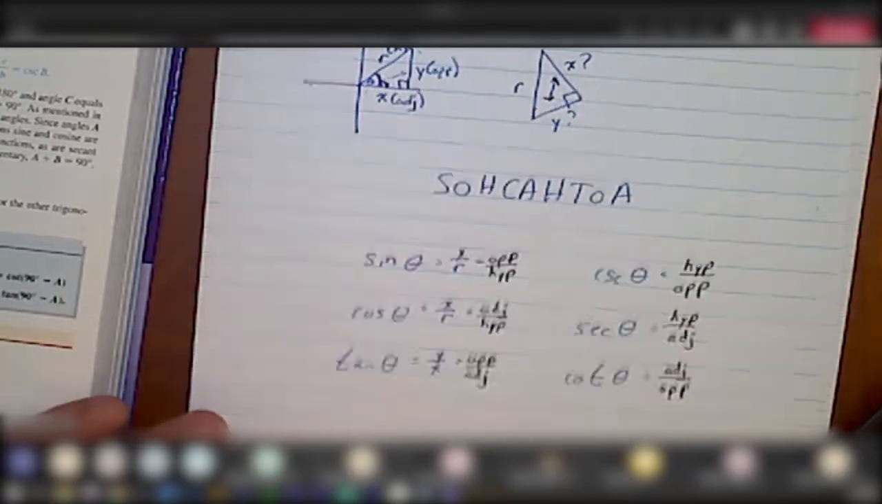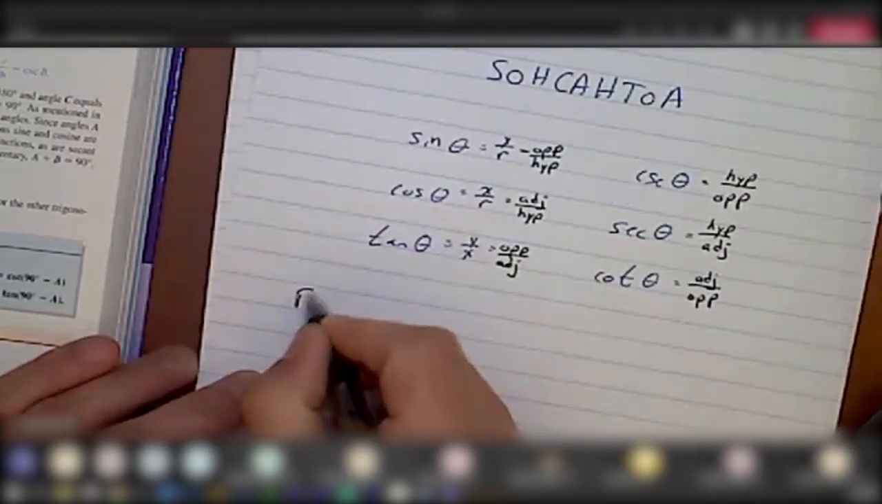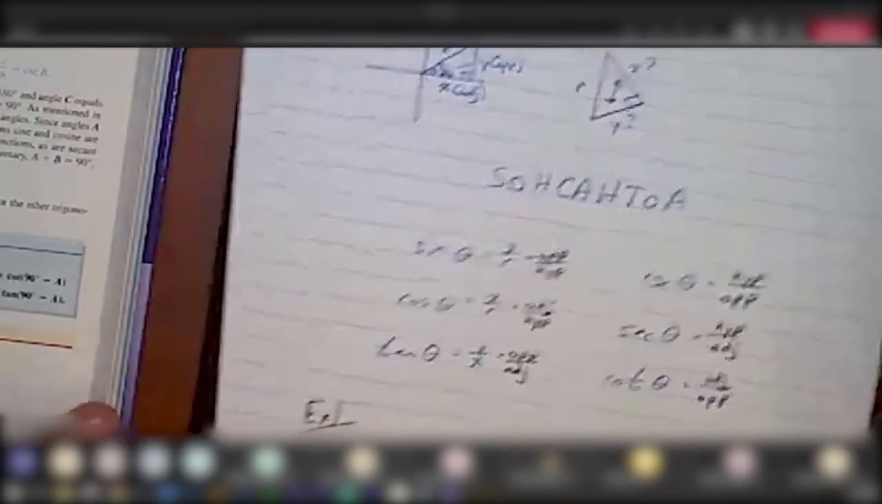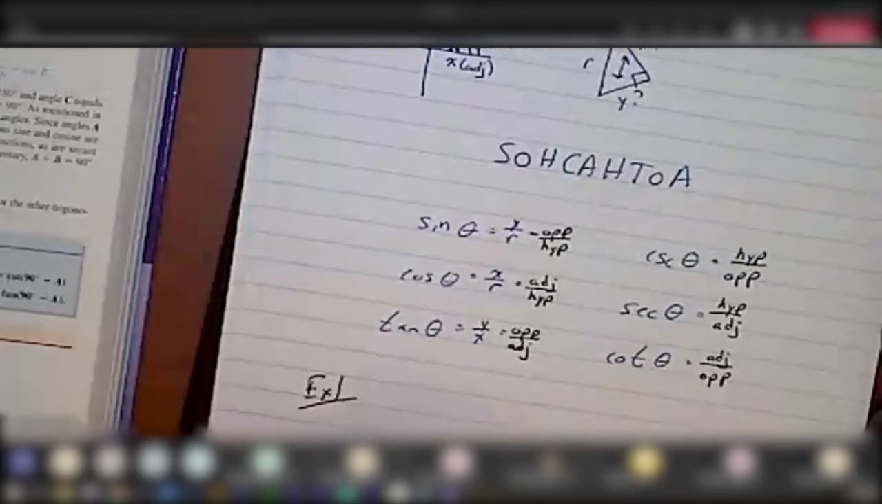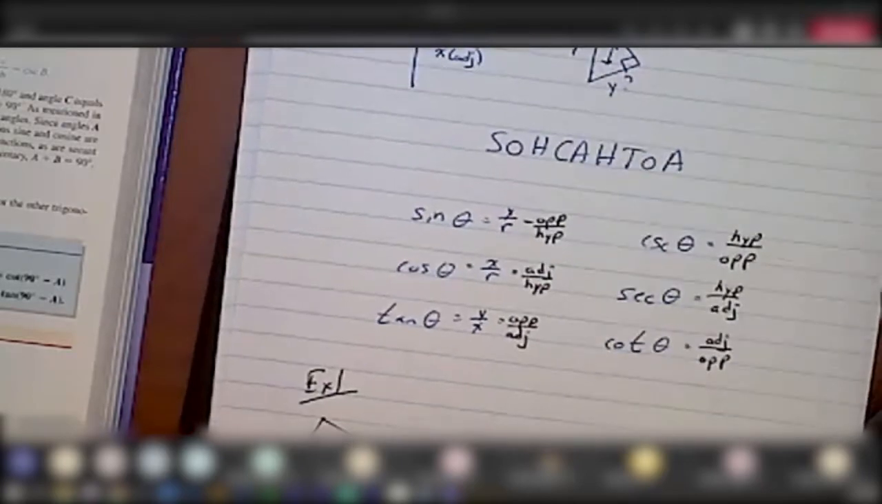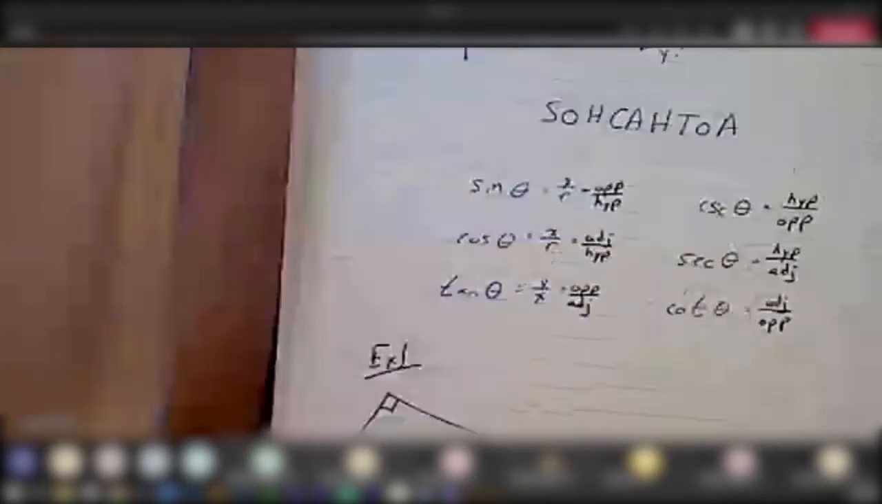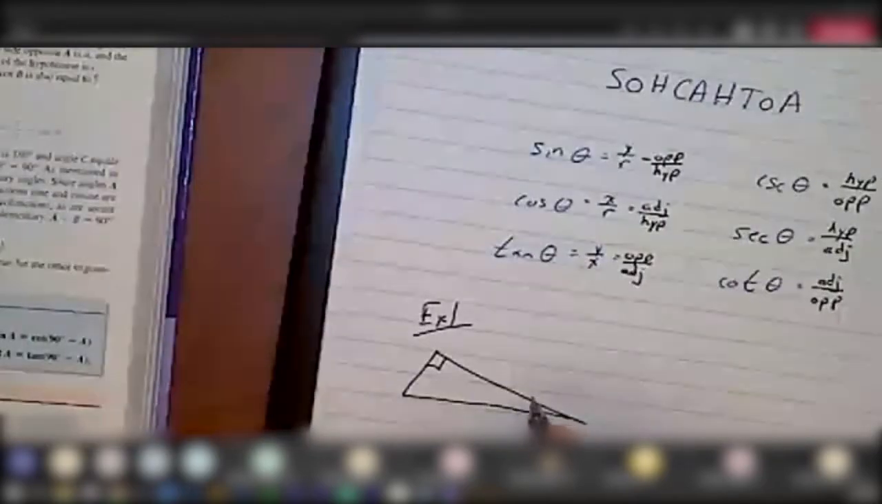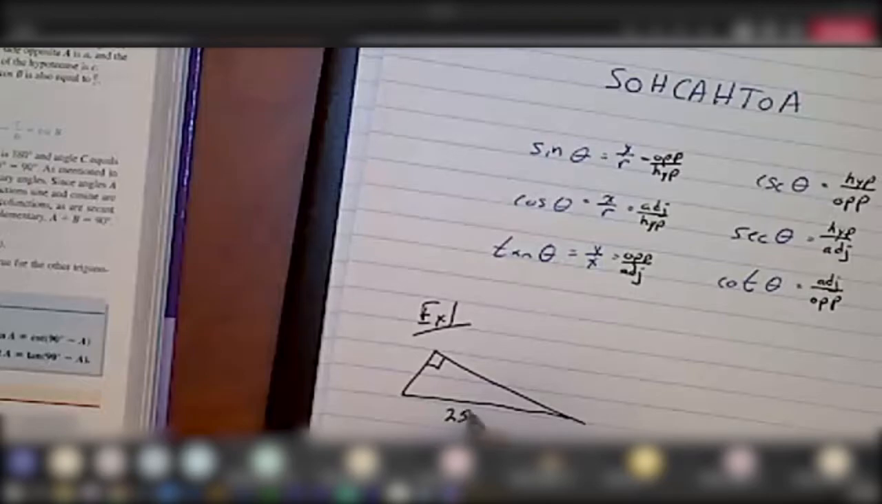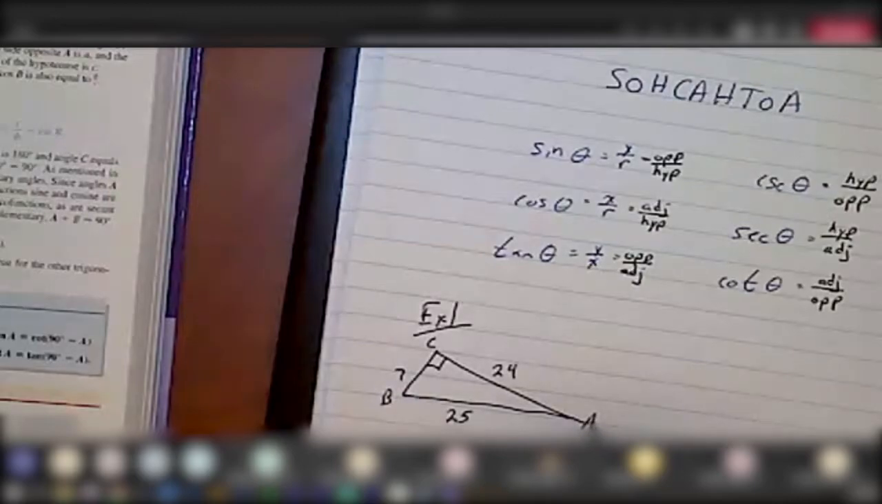All right, so let's look at example 1. There's a picture, so I'm going to draw the picture. It's a right triangle. Can't see it. Sorry, guys. It shows that this side is 25, this side is 24, this side is 7, C, B, A.